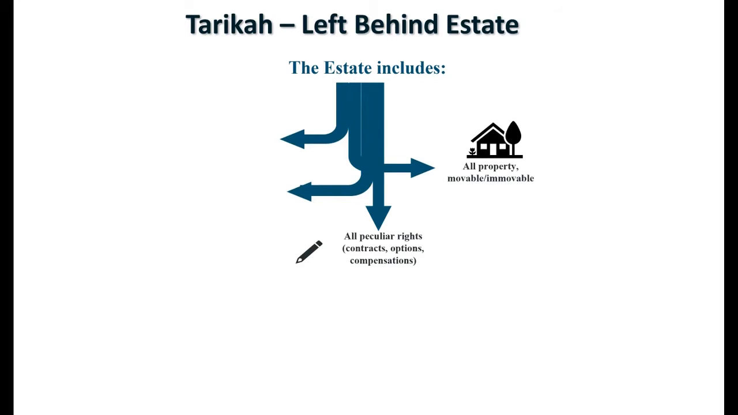Also includes all properties, movable, immovable. All items are included here, such as cars, vehicles, planes, you name it, anything that is movable and anything that is immovable. The estate also includes all debts. So if people owe him money or her money, all those debts must be counted. They are not left out just because they are not there at that particular time.